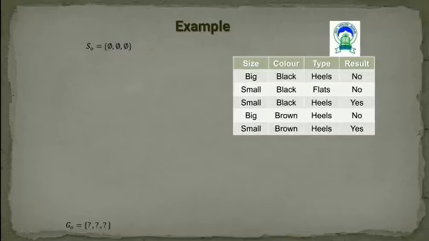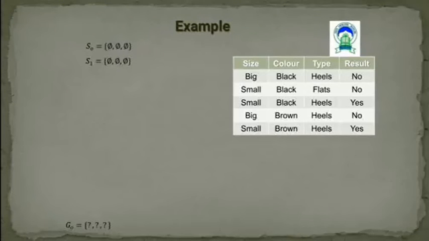So now let's get to the problem. When we compare phi with big, as phi is unchangeable, phi and big are two different values, so it is no match. Phi with black is also no match. Phi with heels is also no match. So the result here is no, and the result given in the table for case 1 is also no. So there is a match, right? So S1 will become the same as S0. Now let's come to G1.